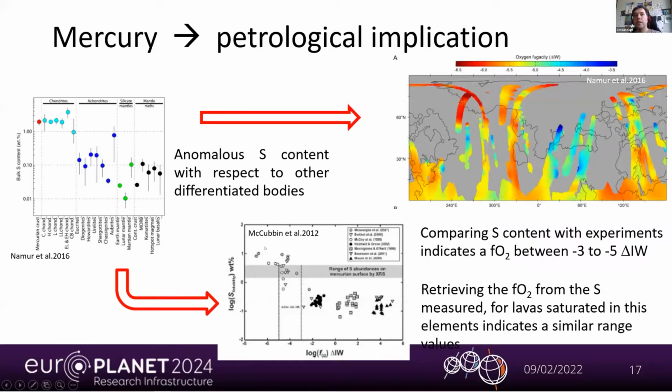The other point that clearly emerges from this information is that, considering the anomalous sulfur content of the surface, the compositional evolution of the material has to be considered at stronger reducing conditions with respect to all the other terrestrial bodies.